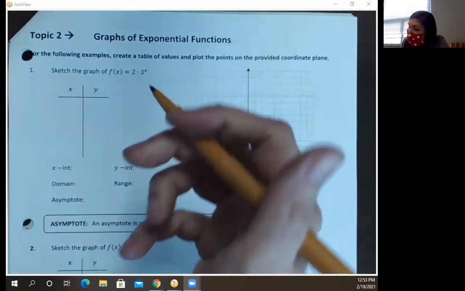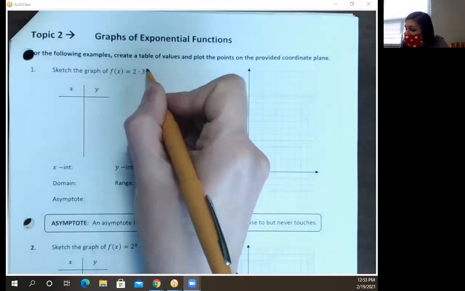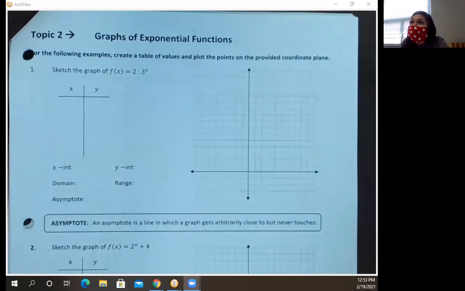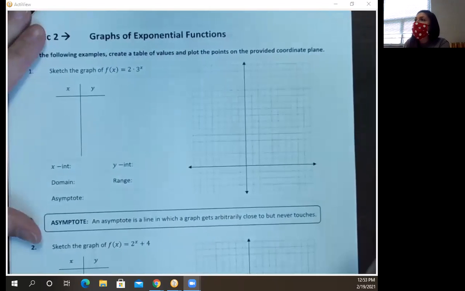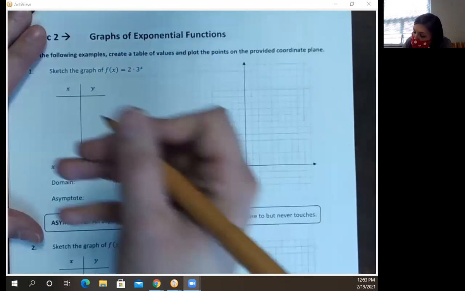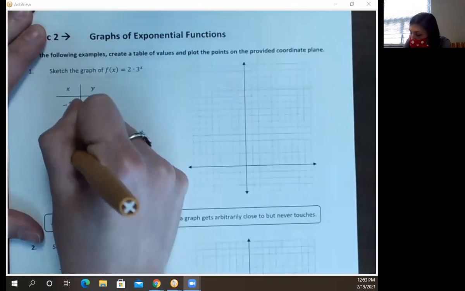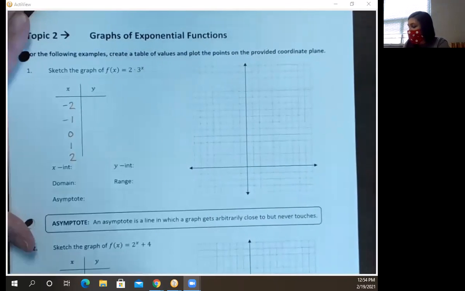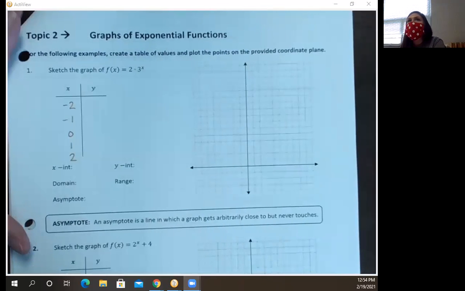So here's my function. When I make a table, what I'm doing is selecting values for x to plug in, and then I plug in those values for x and I see what I get for y. In general, when I make a table, I like to pick some negative values, some positive values, and 0. So I'm going to pick -2, -1, 0, 1, and 2. I like to pick stuff that's kind of close to the center, kind of close to the origin.